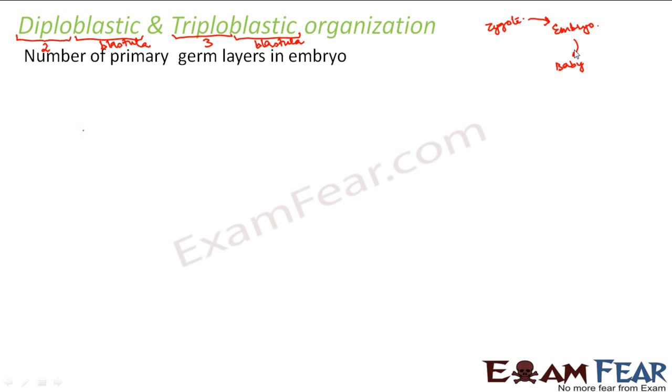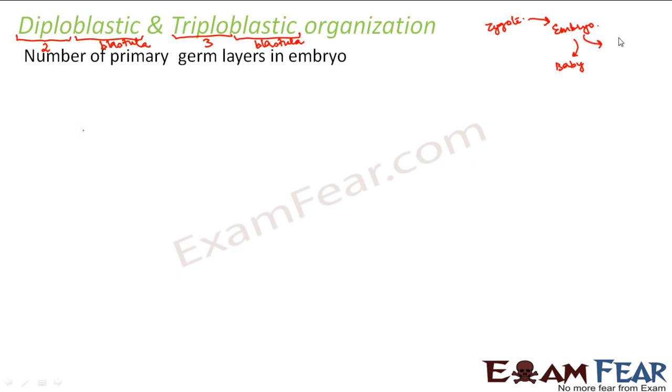Now when this embryonic development takes place, the cell grows. So there are layers of cells, new cells which come up. That is how embryonic development actually takes place. The number of primary germ layers present in an embryo actually tells us about the organization of that animal. Do you understand what I mean by primary germ layers? Primary germ layers are those which are formed from the blastula. Now as I said, blastula is nothing but a hollow sphere of cells during an early stage of embryonic development.